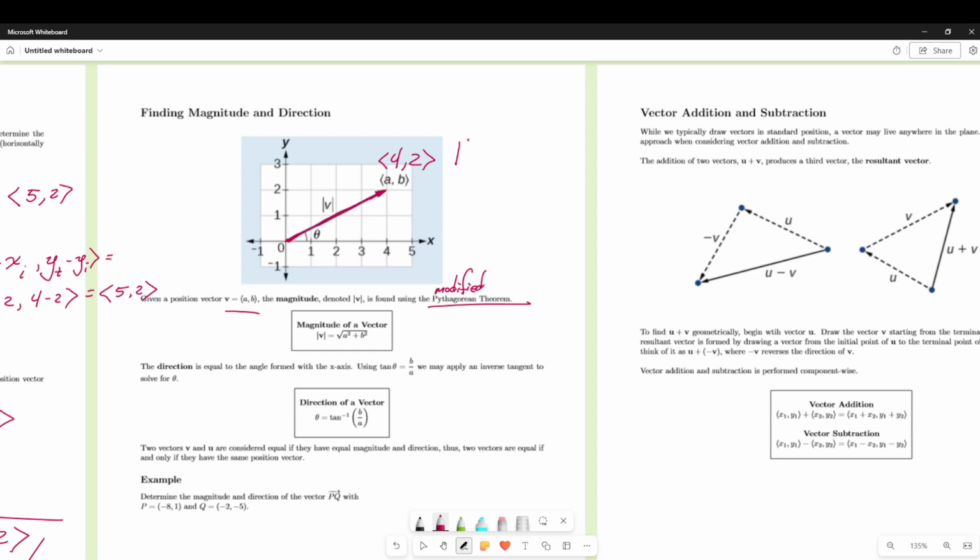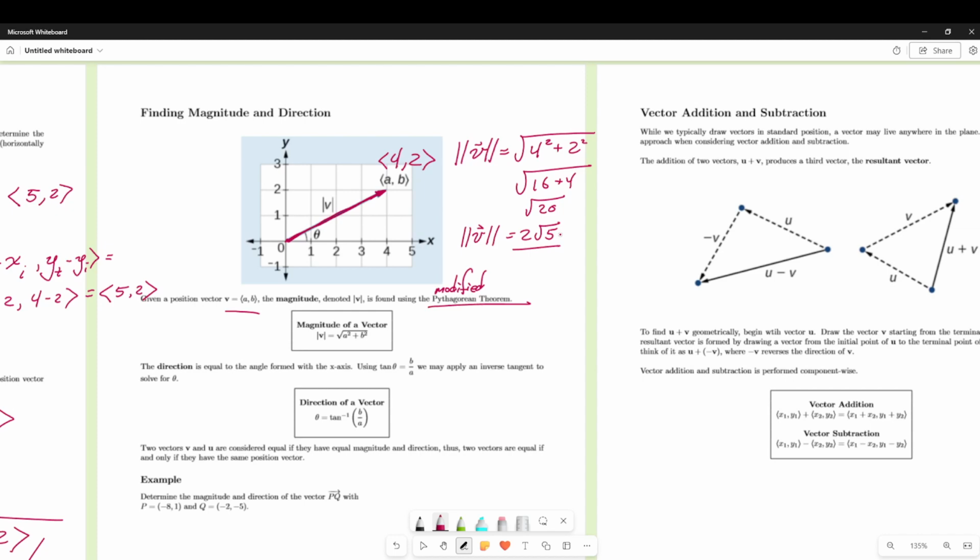But if we wanted the magnitude of this vector v, we just, like we would with the Pythagorean theorem, take the square root of 4 squared plus 2 squared, so the square root of 16 plus 4, it's the square root of 20, and hopefully you're in the habit of simplifying your radicals. The magnitude of that vector v would be 2 square root of 5. So it's just a Pythagorean theorem argument, which is nice. And again, magnitude is raw size, so it should always be positive.